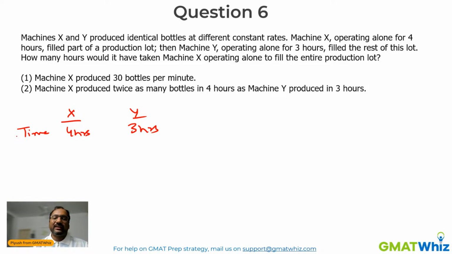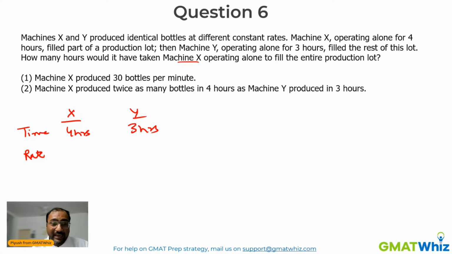Now, obviously, if I need to find how much time X alone will take, I need to first understand this information. What I generally recommend is there are two ways to do a time and work question. One is you can assume the work as one, and do one by x and one by y as the rate. But I don't recommend doing that because fractions are difficult to deal with.